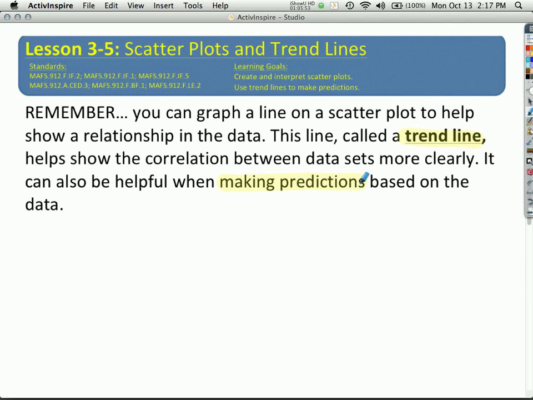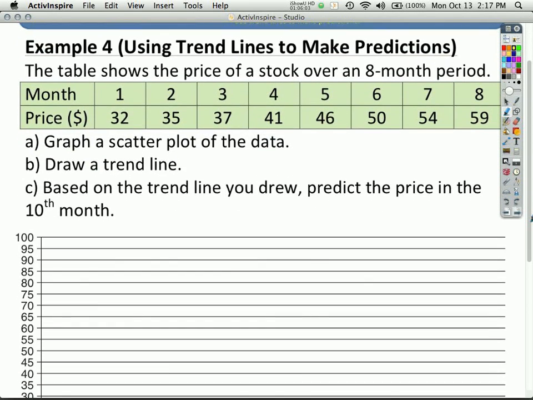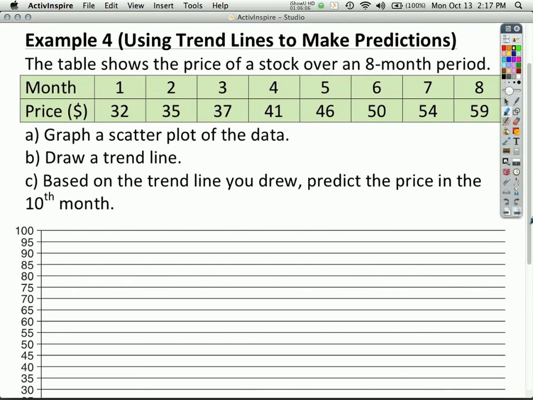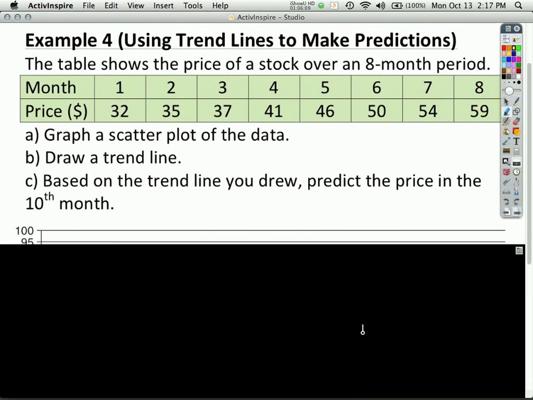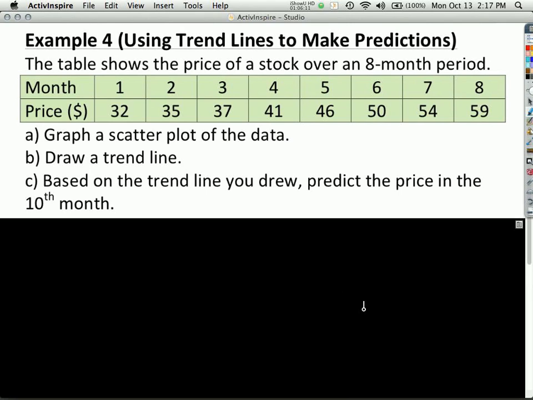So let's now do one question from beginning to end, getting the data, making a graph, and figuring out a trend line. So, the table, don't worry about the bottom part yet. The table shows the price of a stock. For those of you who don't know what I'm talking about, the stock market, stock in a company. The price of stock over an 8-month period. So the first month, the price was $32. Second month, $35, and so on.